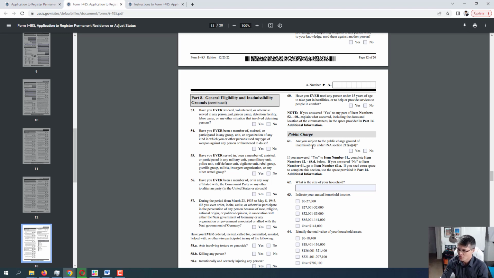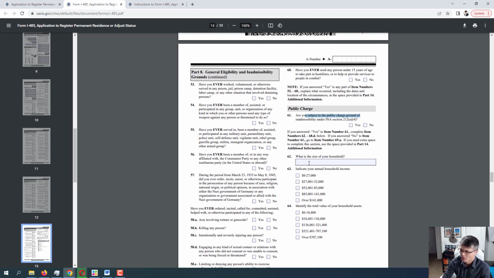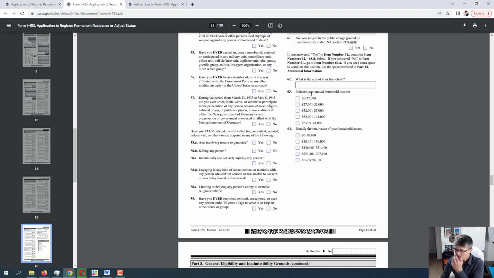All right, so once we're done with that, we have one little subsection called public charge. Are you subject to the public charge ground of inadmissibility, again, hopefully no. What is the size of your household? Now we're getting into some financial information, quickly switched from all those yes or no questions. Indicate your annual household income. Basically, the household income is, let's say you're living with your spouse and you make $10,000 a year, she makes $10,000 a year. The household income is $20,000 a year, if that makes sense.